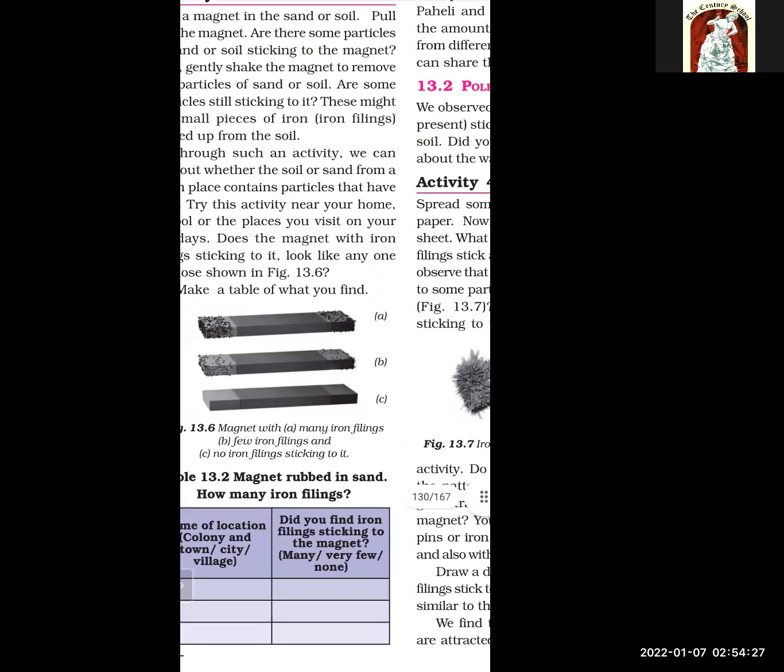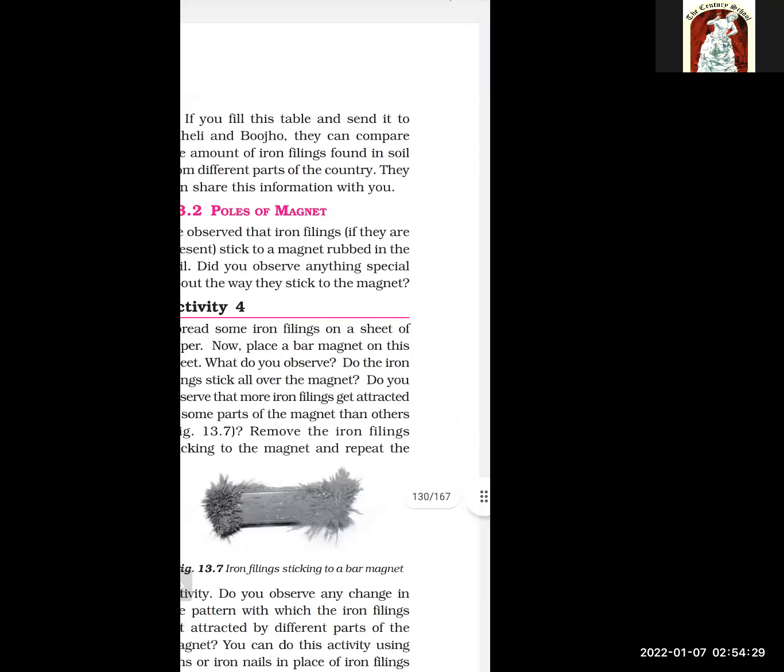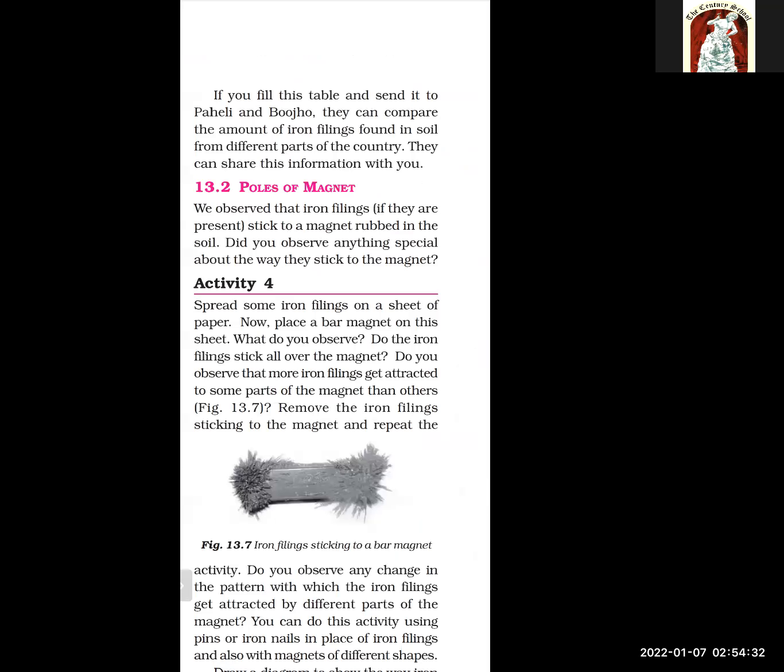And the next topic is poles of the magnet. A magnet has two poles.